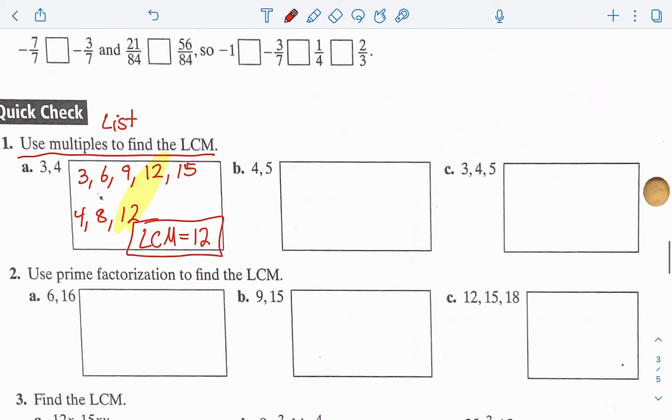All right, so we're going to have a moment where we pause the video and you're going to work on B and C. Notice how C has 3, so you're going to have 3 different lists that you're working on. The LCM has to be shared between all 3 lists. Okay, so go ahead and pause your video and work on that.